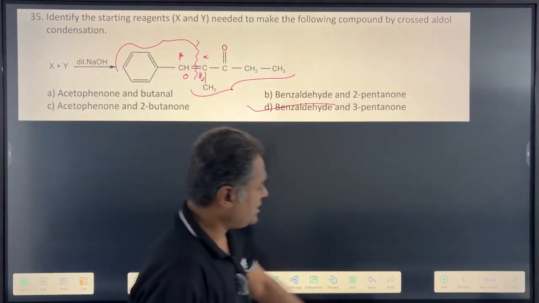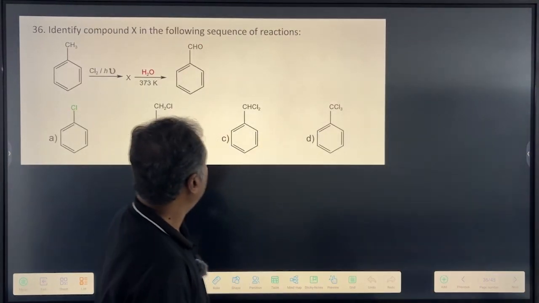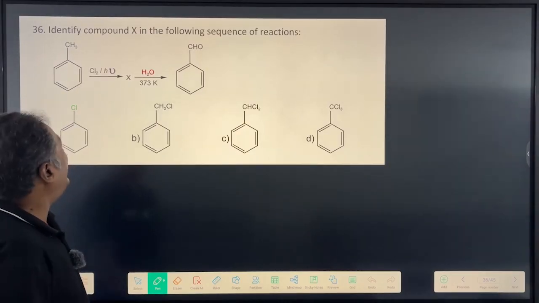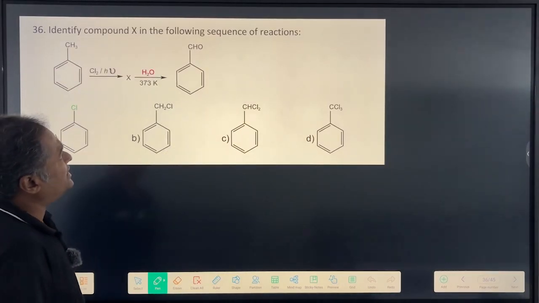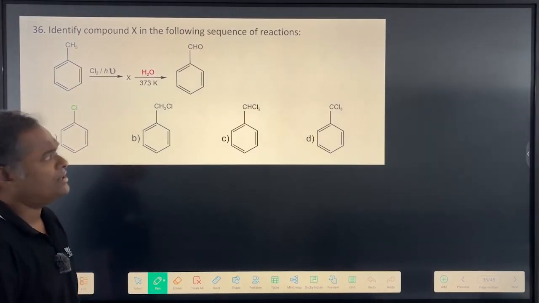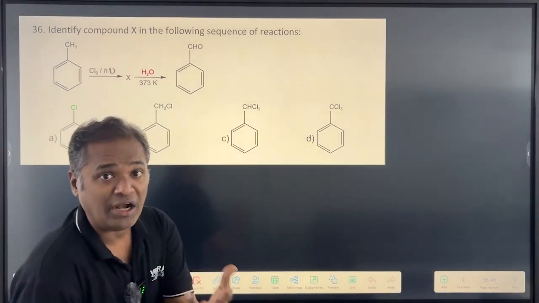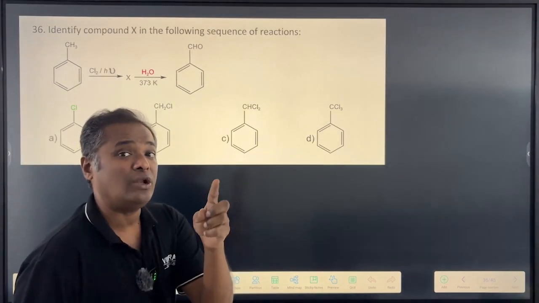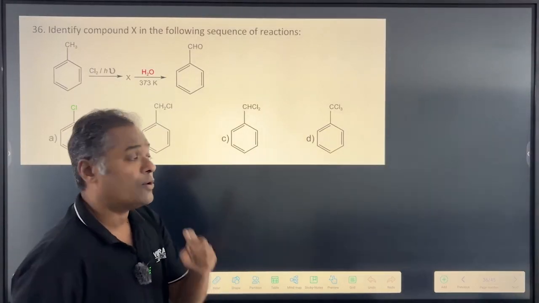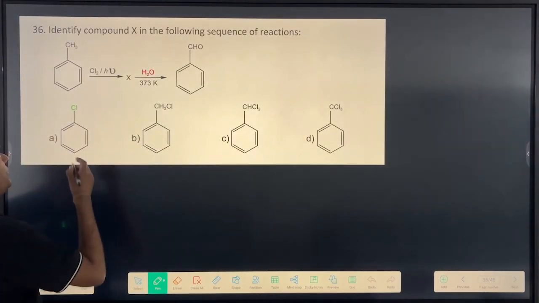What we have on the next screen. Now here they have given: identify the compound X in the following sequence of reactions. Now child, this is one of the very common reactions in the chapter on aldehydes. Side chain chlorination followed by hydrolysis. Now what is the concept over here?